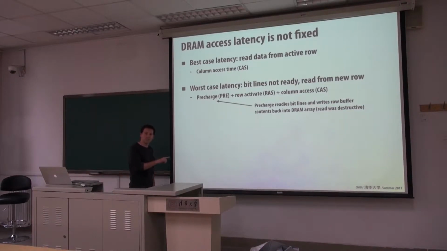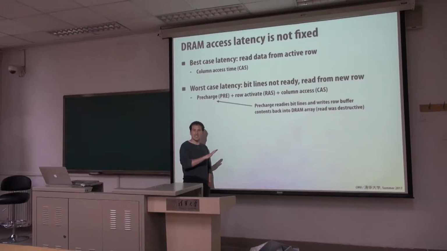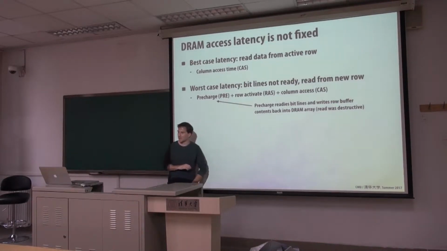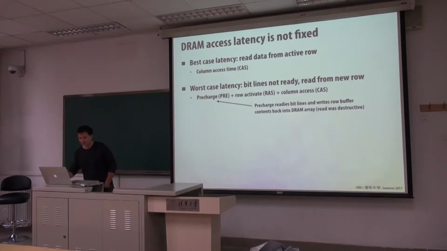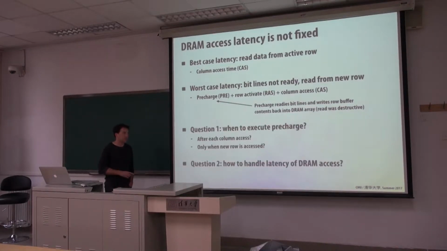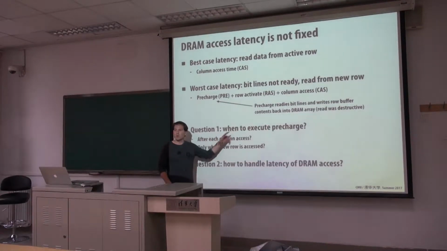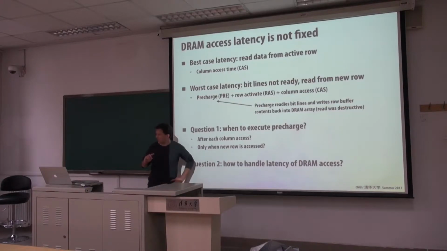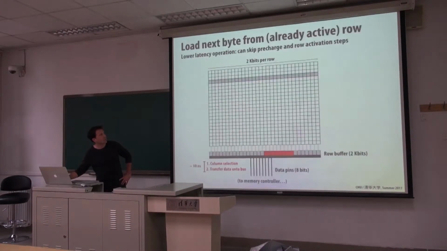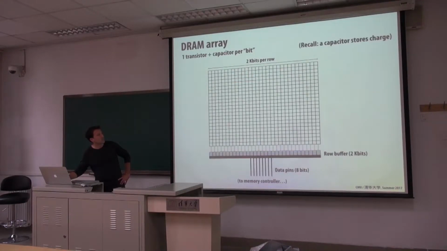So the memory controller has to decide how to issue some of these operations. Here are some examples. One question would be, when does the row buffer execute this pre-charge operation? The pre-charge operation takes some time. And on my previous slide, actually, I had the amount of time it took.